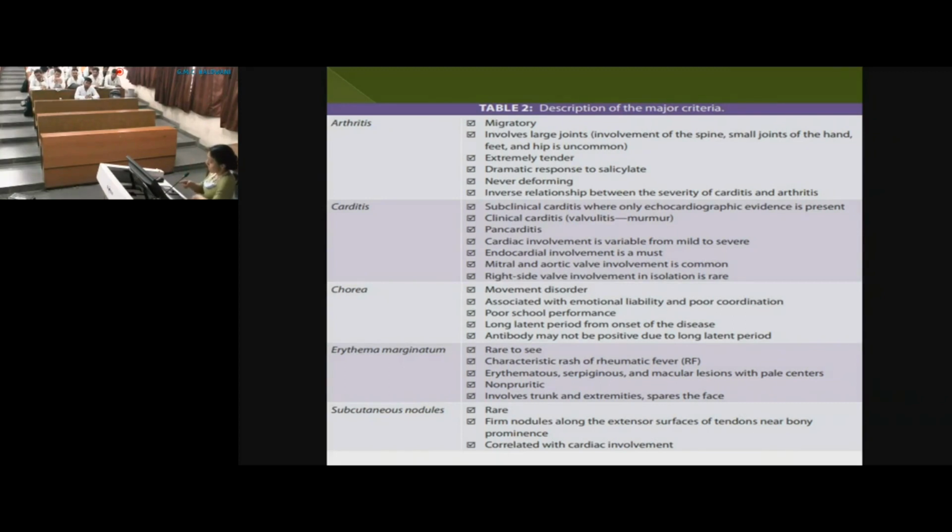Erythema marginatum is rare. It's a non-pruritic rash seen on the trunk and extremities. It spares the face. And subcutaneous nodules are small nodules. I told you, from pinhead to size of almonds, which you have to be very careful to find. Over the shin of the tibia, occiput, sometimes along the tendons of joints, you may find them. And they have a good correlation with cardiac involvement. So children who have subcutaneous nodules, a lot of them will have cardiac involvement.